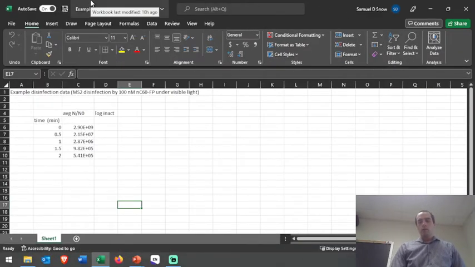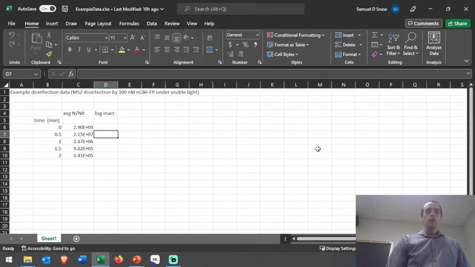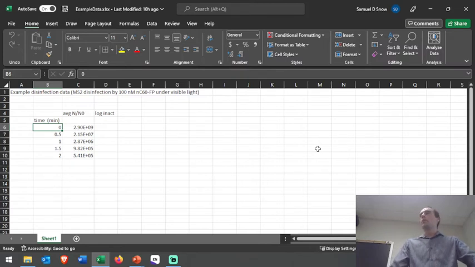Okay, so a bit of experimental data here. Essentially, we did a disinfection experiment where we were killing some viruses that act as a surrogate for pathogenic viruses. It's nice to work with these viruses because they only prey on bacteria, so they're not going to hurt us if we accidentally were to be exposed.